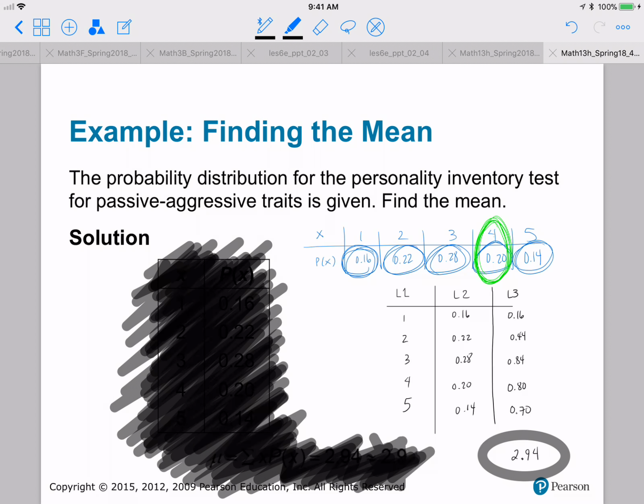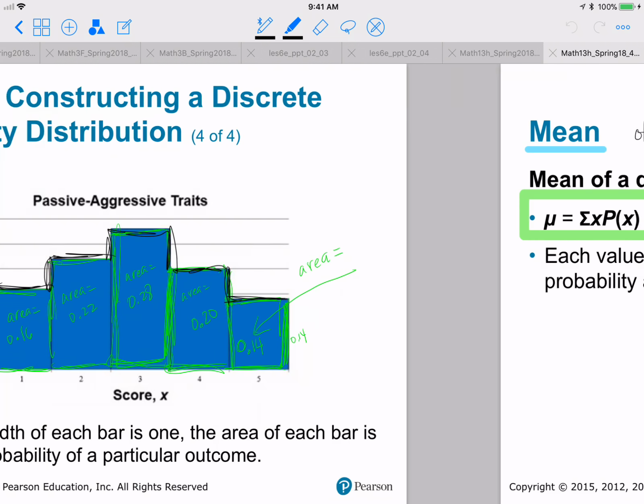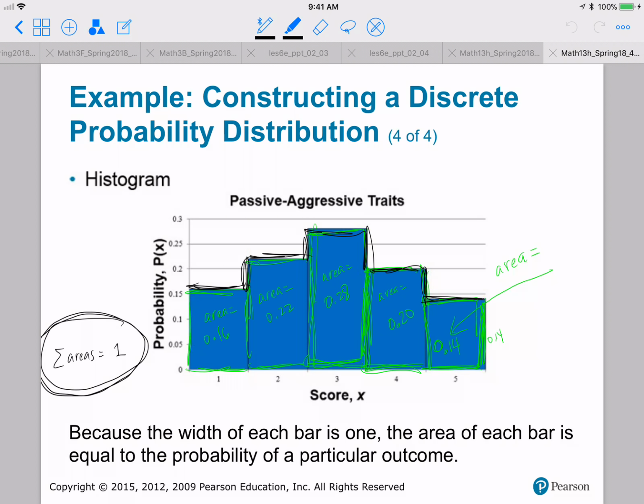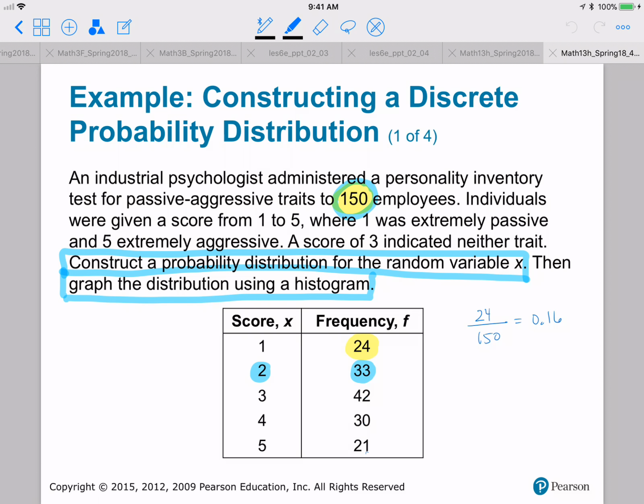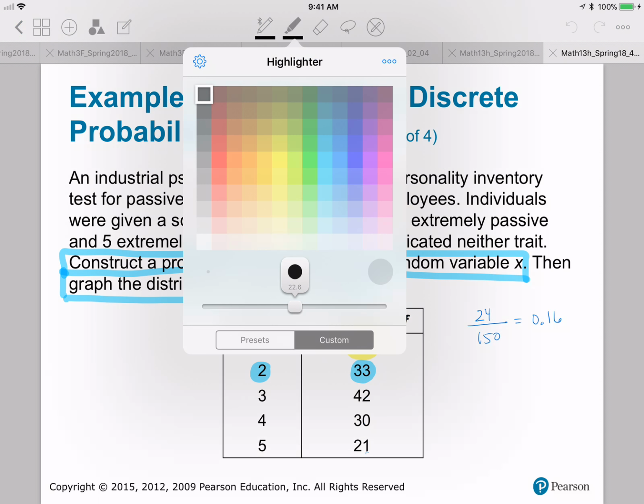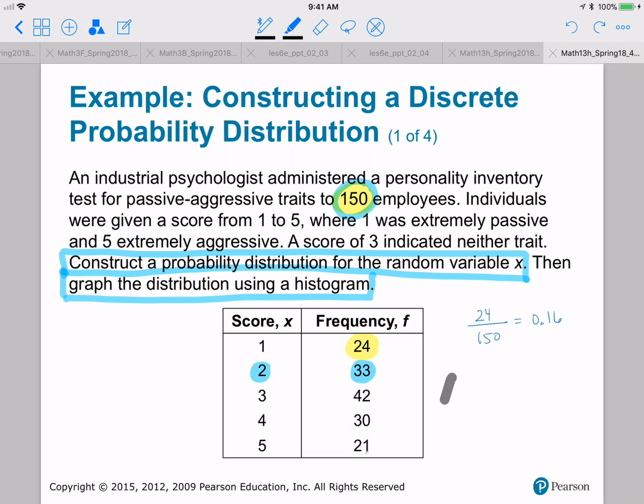But before we do that, let's talk about what this means, right? What is the meaning of a 2.94 as the mean? Now, this is for that personality inventory test. And to say that there's a 2.94, how do we interpret that? Well, here's a way to interpret it. On average, the employees in that company would get a score of 3. Our mean was 2.94, right? Let me write that down. Which is slightly less than 3.